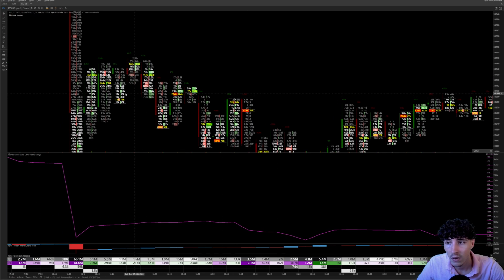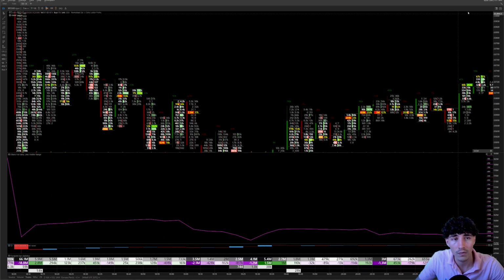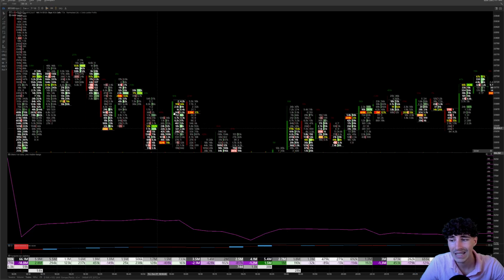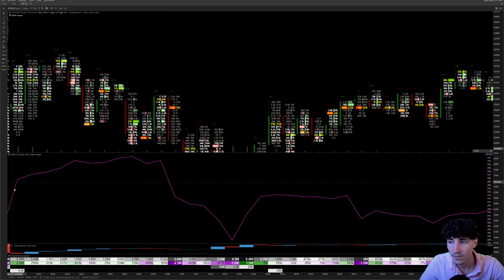And how can we recognize that? Of course, you can use a DOM, for example, to see if the limits are getting filled. But what you can also do is simply check the CVD, the delta bars here. The pink line you can see right here is the CVD. How can you recognize if there is absorption on the market? It's very simple. You just have to check if we have some divergence or not.